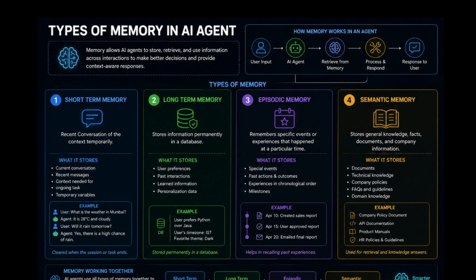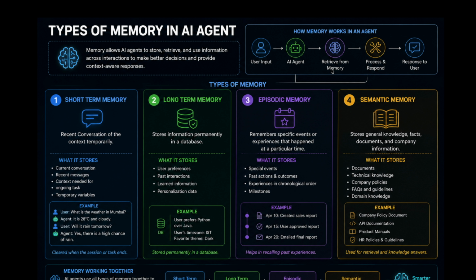The next thing comes, types of memory. When we are building an AI agent, memory plays a very important role here. What it does is, memory allows an AI agent to store, retrieve, and use information across interactions to make better decisions and provide context aware responses. For any agent, if it has to do proper reasoning, thinking and decision making, it has to have some memory inside it.